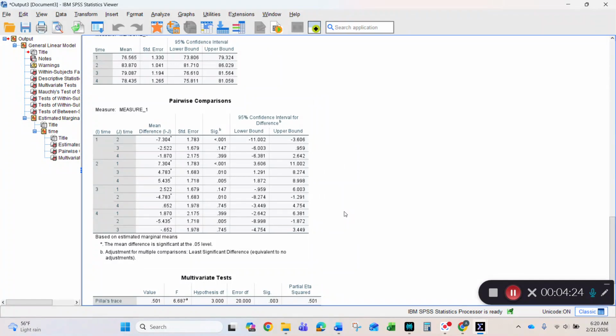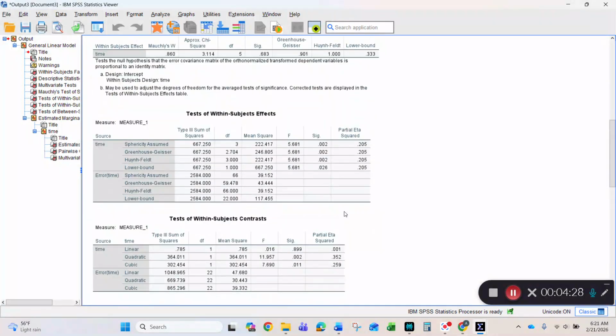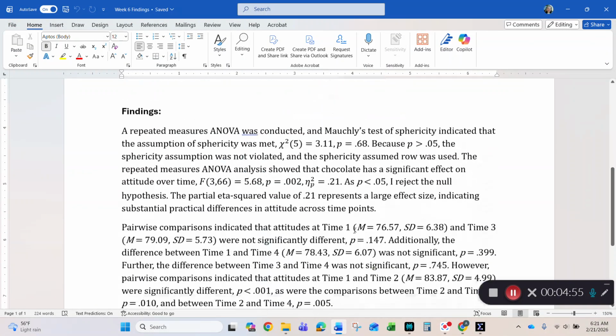Last thing I want to check on my output is my partial eta squared. So I'm going to come back up to here in my sphericity assumed row and find my partial eta squared score, which is 0.205. Rounded up, that's 0.21. Excuse me, it is a large effect size, which indicates a substantial practical difference between the attitudes at different time points. Now to report my findings in APA. Back to my Word document.